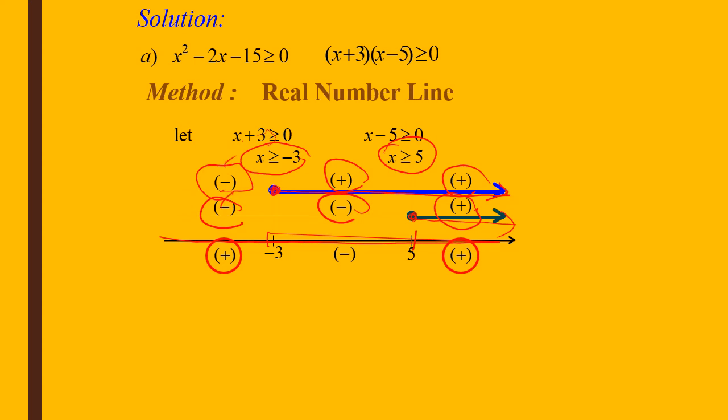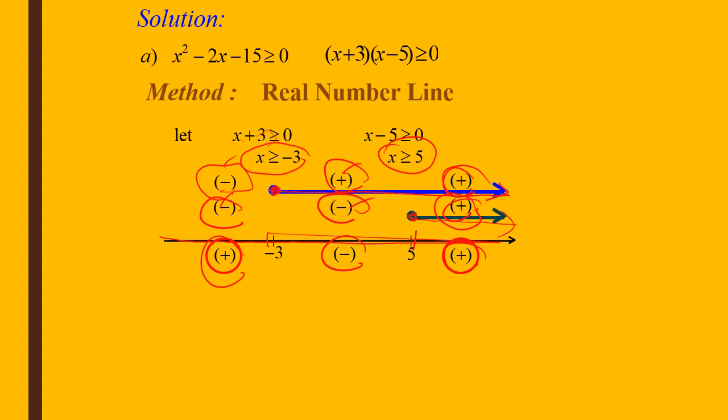So negative, negative, it will be positive. So that is the theorem. And then positive, negative will be negative. Positive, positive will be positive. Okay? And then how to select the answer?